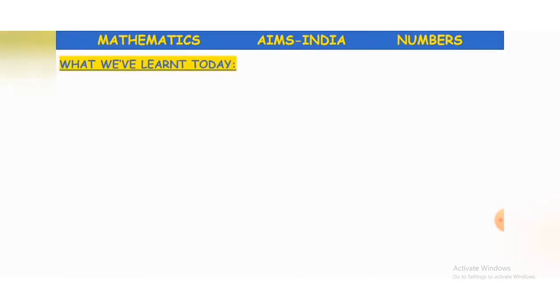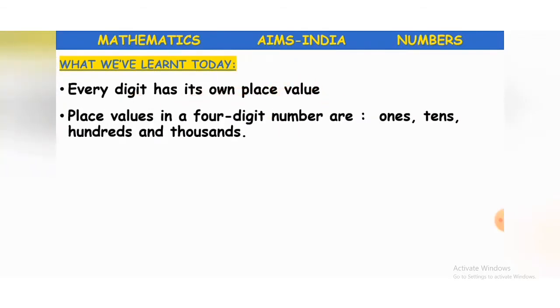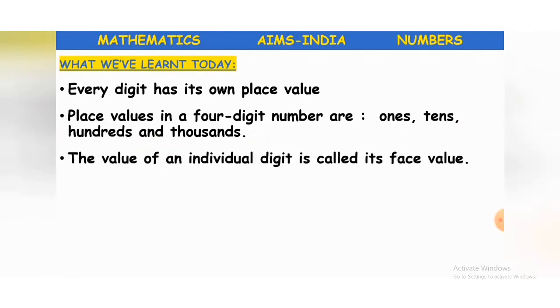Now we've come to the end of today's class. What we have learned today, shall we revise? We have learned that every digit in a number has its own place value, and place values in a 4-digit number are starting from ones, tens, hundreds and thousands. And the value of an individual digit is called as its face value. And what is face value? Face value is always equal to the digit, the same as the digit itself.